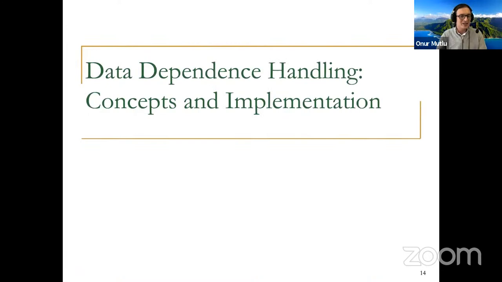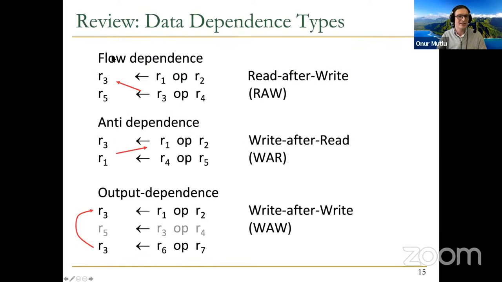Basically, we were talking about data dependence handling, concepts and implementation. Of course, just to jog your memory, what is data dependence? Essentially, the real data dependence is this flow dependence. A later instruction in program order requires a value of a prior instruction. Clearly, you have a data dependence problem over here, and you need to make sure that the later instruction correctly gets the data, right? And we said that anti and output dependencies are also dependencies, but they're not really true flow of data dependencies.